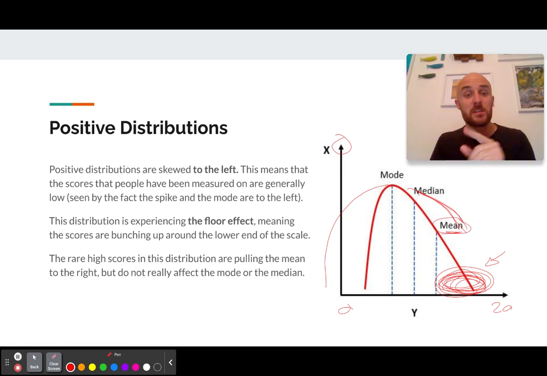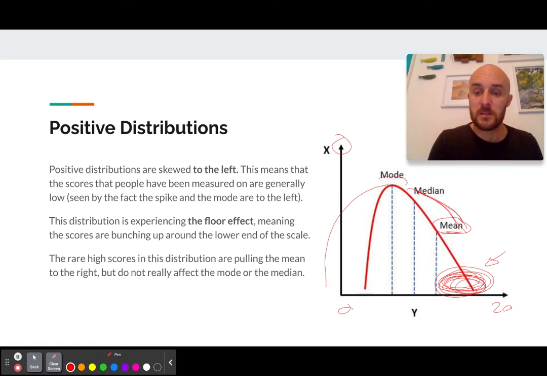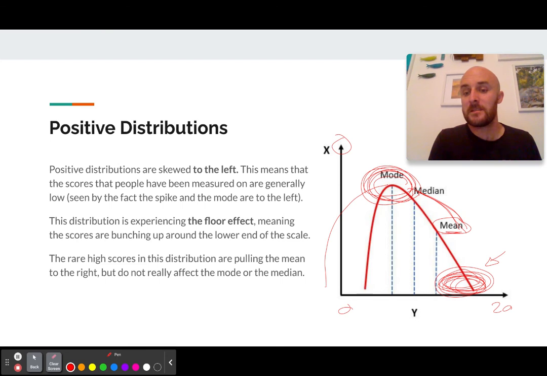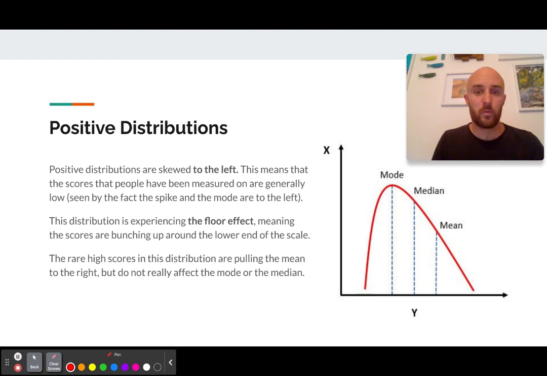And that's why you need to know the order, by the way, of positive distributions. You need to know that the mode is the top part just here, and you need to know median in the middle, followed by the mean is the one that gets dragged down. So you need to know it in that order. Flipping that round is negative distributions.